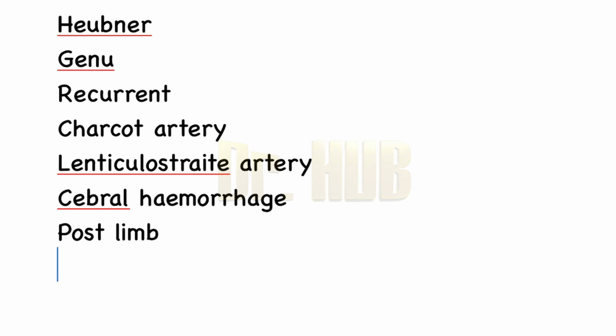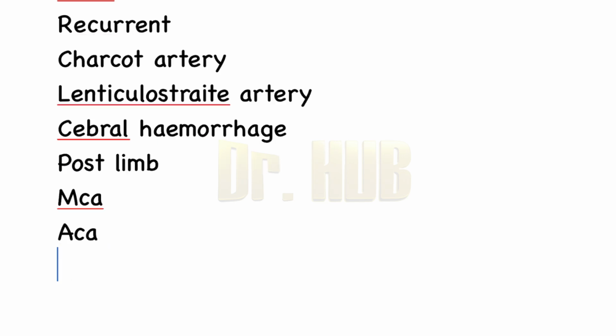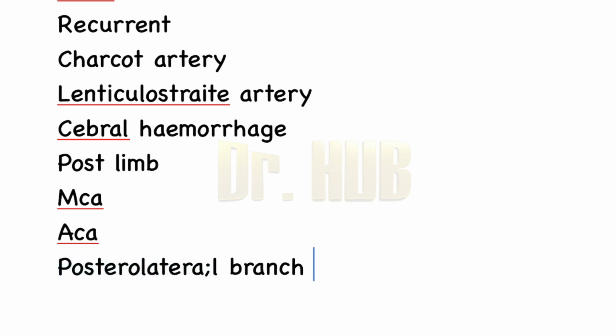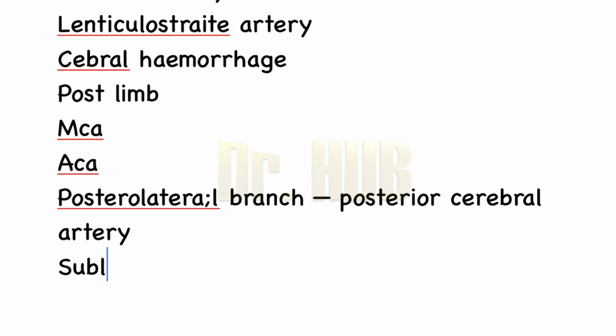The posterior limb again includes the Charcot's artery, that is a branch of the middle cerebral artery, and the anterior choroidal artery. So Charcot's artery, anterior choroidal artery, and also the anterolateral branch, which is a branch of the internal carotid artery. Then comes the posterolateral branch of the posterior cerebral artery. Next is the sublentiform.